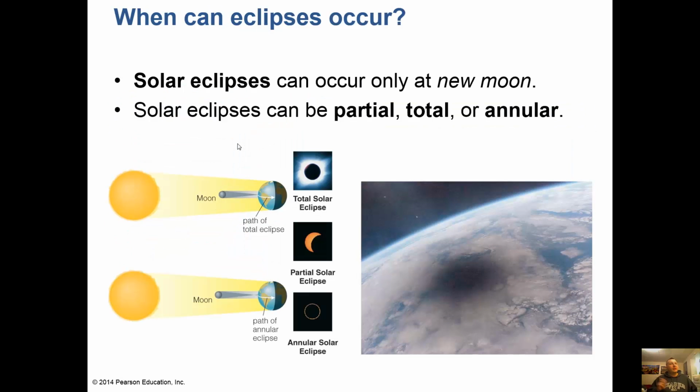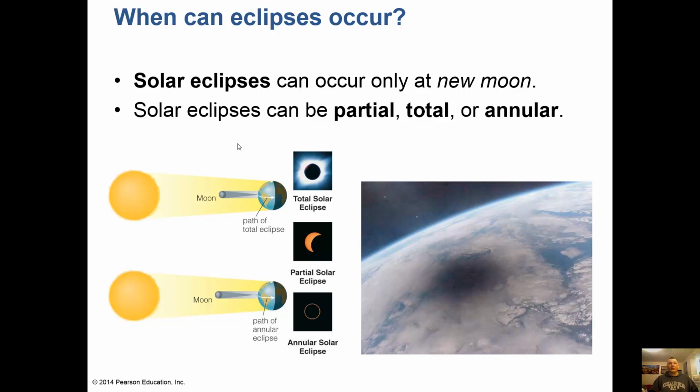Now, solar eclipses only happen at new moon, and solar eclipses can be partial, total, or annular. Partial is the most common one, where the moon blocks out part of the sun. Total is the rarest kind, where the entire sun is blocked out. And then you can have an annular eclipse. I've seen an annular eclipse. Back in 1993 we had one. This is when the moon doesn't quite match up in size with the sun, and it doesn't block out the entire sun. We see a little bit of a ring of the sun around the moon, just because it doesn't quite block it out. And we had that in '93.